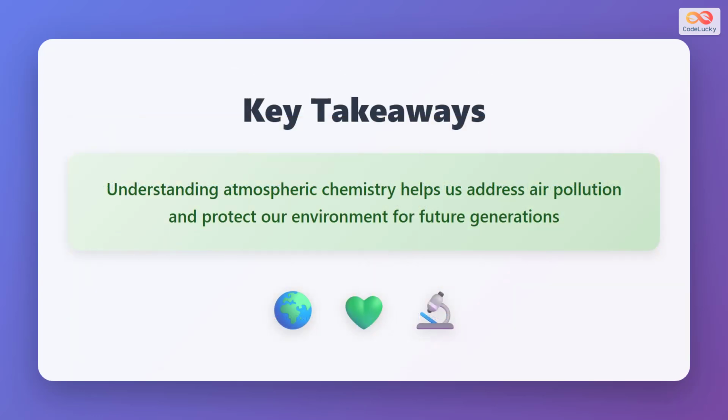To conclude, understanding atmospheric chemistry is crucial for addressing air pollution challenges. We've learned how smog and acid rain form through specific chemical reactions, their harmful effects on human health and the environment, and the prevention strategies available to us. By applying this knowledge and taking collective action, we can protect our environment and ensure cleaner air for future generations. Remember, every individual effort counts in the fight against air pollution.